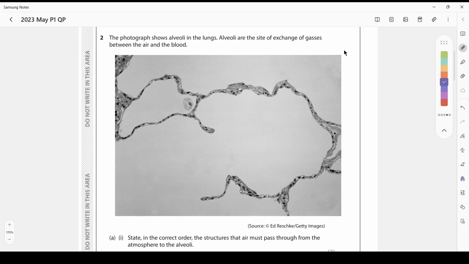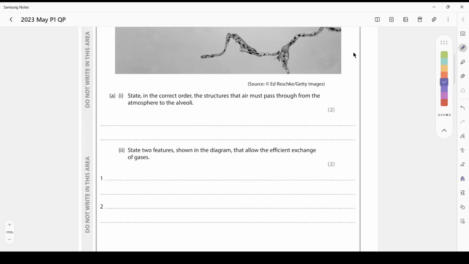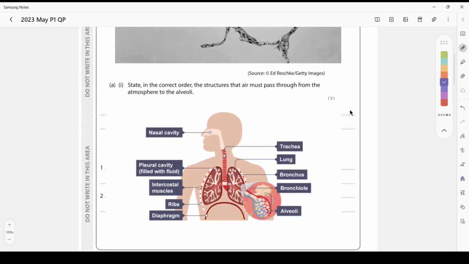The photograph shows alveoli in the lungs. Alveoli are the site of exchange for gases between the air and the blood. Part A1, state in the correct order the structures that air must pass through from the atmosphere to the alveoli. All right, so I've included a diagram here. In order for the air to go to the alveoli, first it must go through the nasal cavity, so we're breathing that in. And then it goes to the trachea next. So that's basically our windpipe.